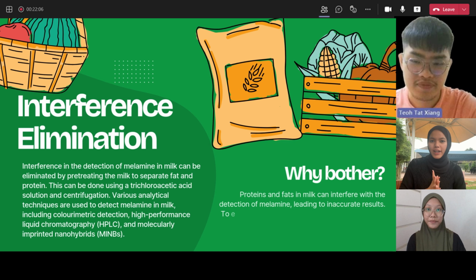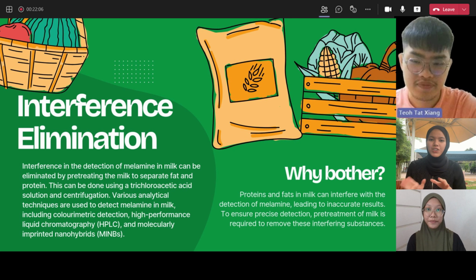Now, let's talk about how we can improve melamine detection by getting rid of interfering substances in milk, like I mentioned just now, protein and fat. One of the best ways to do this is by pre-treating the milk to separate out fats and protein before testing. A common method is using trichloroacetic acid. It sounds fancy, but basically the acid will pull out all of the proteins from the milk. And then we can use centrifugation to separate the different layers, and it will leave us with a cleaner sample to test.